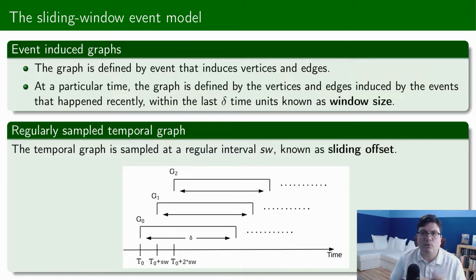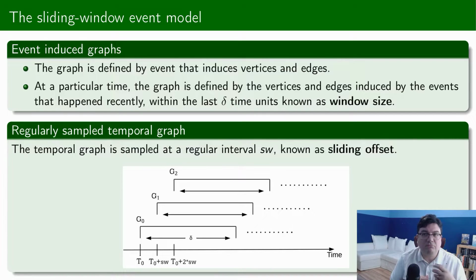In this paper, we assume that the temporal graph is defined by events that happen at a particular point in time. An event induces a temporal edge that will stay in the graph for a fixed amount of time, known as the window size. We refer to the graph at a particular time as a window graph.